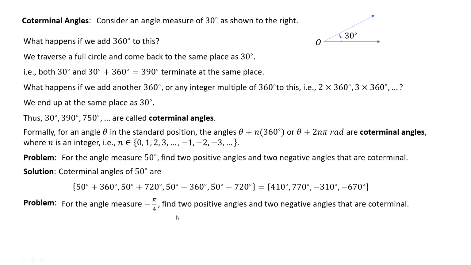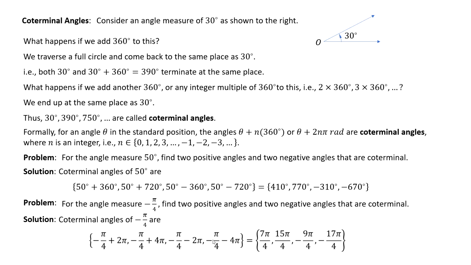For the angle -pi/4, find two positive and two negative coterminal angles. Which means we need to add 2 pi, 4 pi, and so on: 2 pi, 4 pi, 6 pi, 8 pi. Or if you want negative angles, subtract 2 pi, subtract 4 pi, and so on, and work the fractions out, and you get 7 pi/4, 15 pi/4, and the negatives.